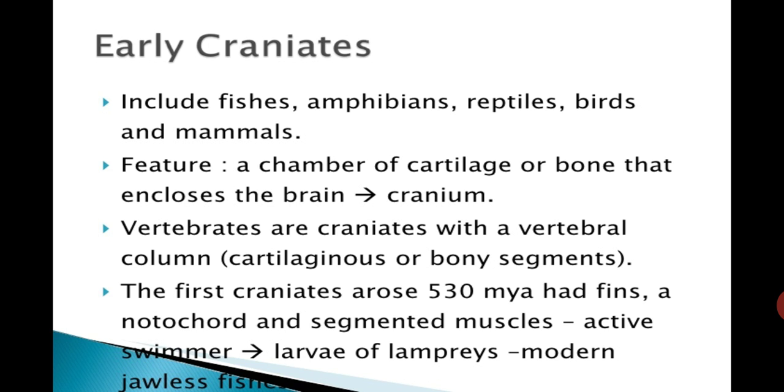They include the fishes, amphibians, reptiles, birds, and the mammals. Their features include a chamber of the cartilage or bone that encloses the brain. This is also known as the cranium. The vertebrates are craniates with the vertebral column. The first craniates arose 530 million years ago, with fins, a notochord and segmented muscles. Active swimmer, like the larva of the lampreys, modern jawless fishes.